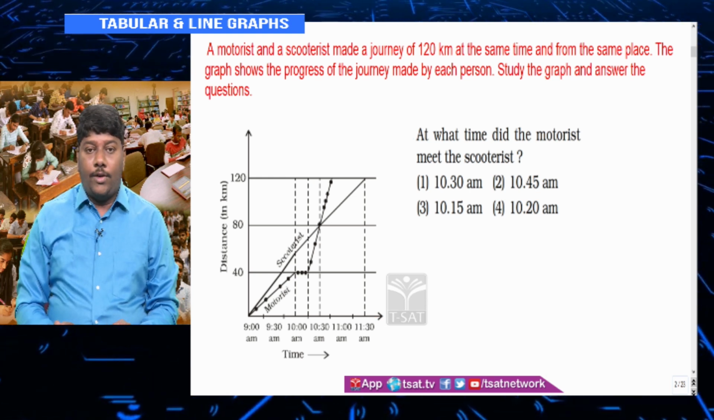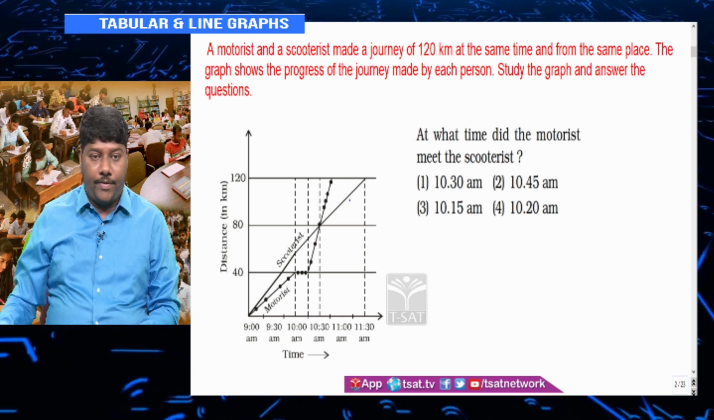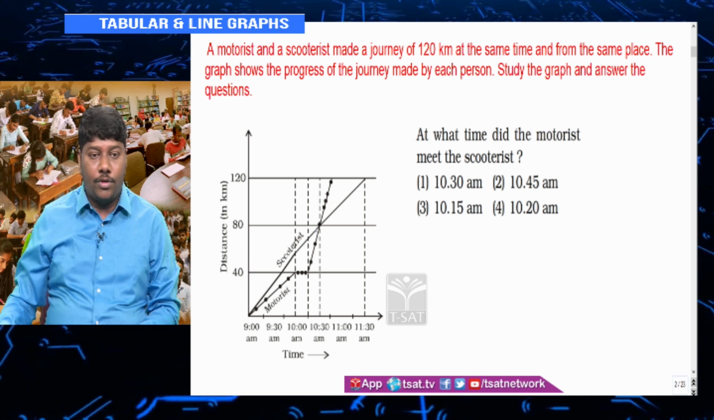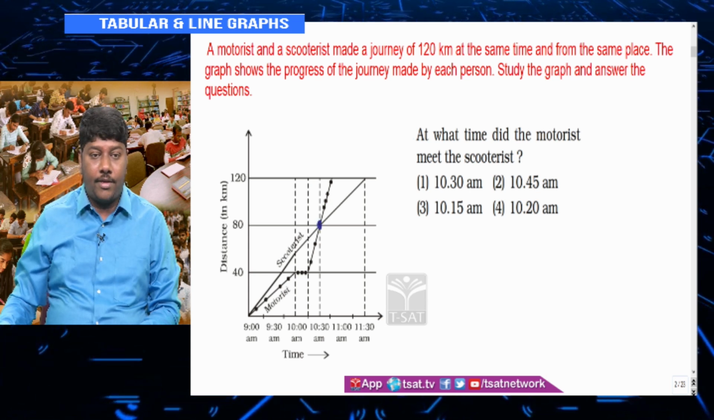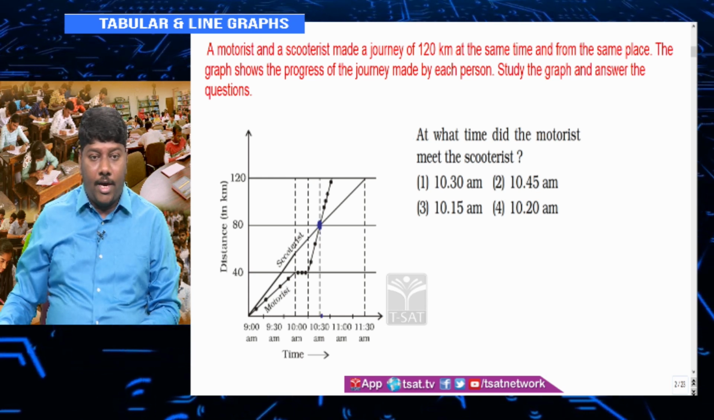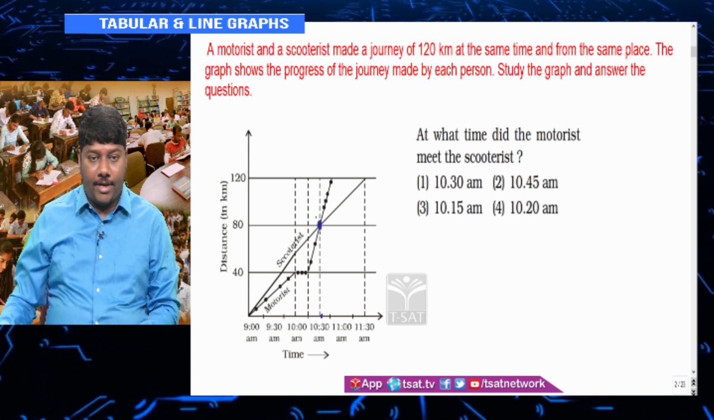Now see, at what time did the motorist meet the scooterist? So we can see this perfect line is the scooterist. This pointed line is actually the motorist. Both of them are meeting at this particular point. So at what time are both of them meeting? Both of them are meeting at 10:30. So at 10:30 both of them are meeting.